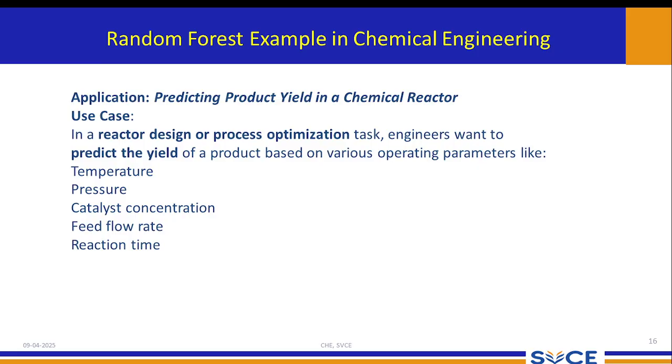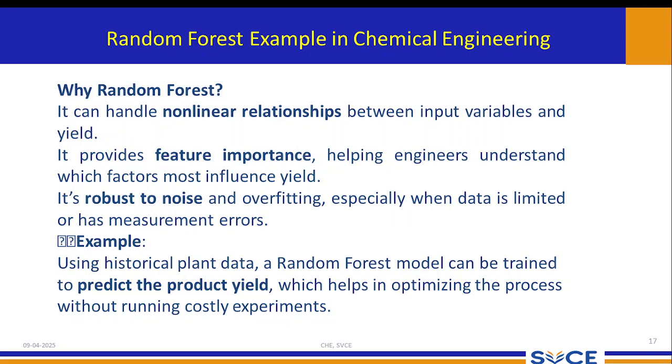A random forest example application is predicting the product yield in a chemical reactor. In a reactor design or process optimization task, engineers want to predict the yield of the product based on the operating parameters like temperature, pressure, catalyst concentration, feed flow rate, and the reaction type.